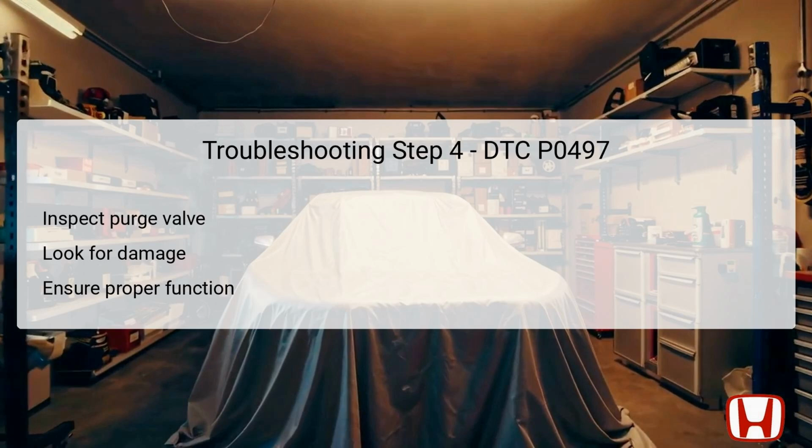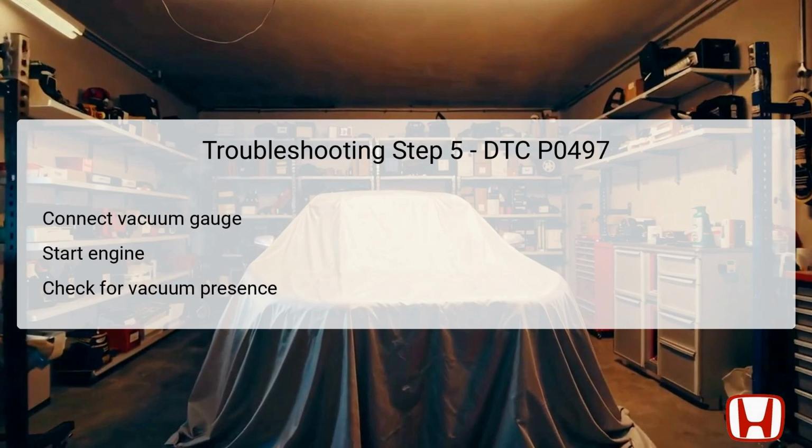Check for any signs of wear, blockage, or visible damage. If the valve appears compromised, it's best to replace it to ensure proper operation. If the purge valve is working correctly, you can move on to checking the purge tube next, as it's essential for maintaining vacuum levels in the system.